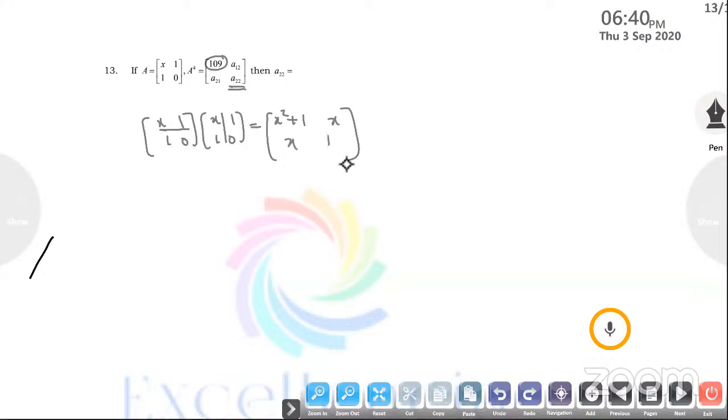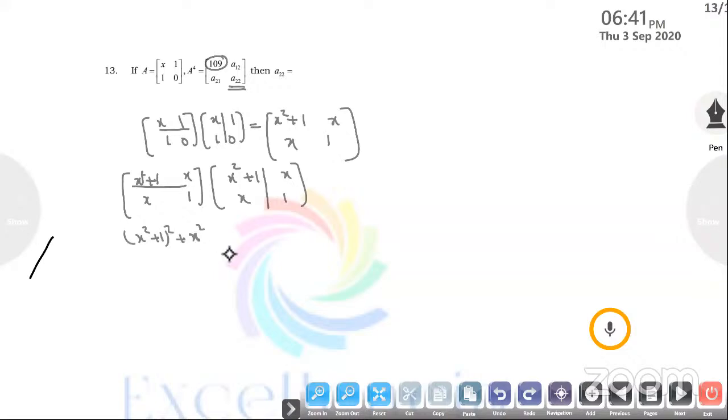This is A square. So for A power 4, what will you do? [x square plus 1, x; x, 1] into the same [x square plus 1, x; x, 1]. We are interested in this entry, so multiply this and this, that is x square plus 1 whole square plus x square is equal to 109. Now what they ask is A22, here second row, second column. I want x square plus 1.